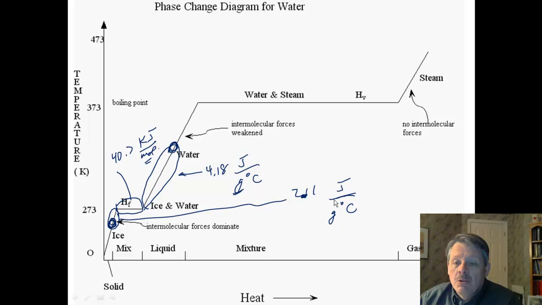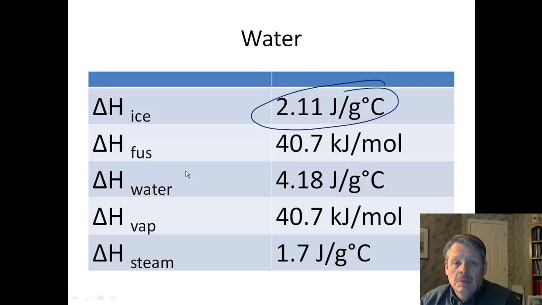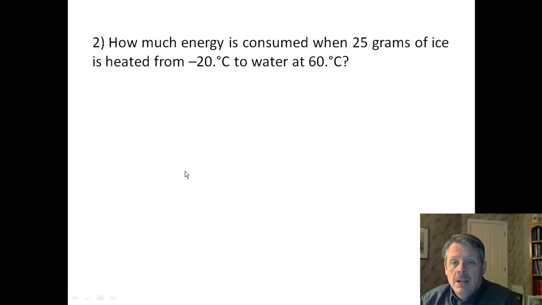So I notice that these are in joules per gram degree centigrade, but this is in kilojoules per mole. All right, so I'm going to have to do some conversions here to make this work. So let's go ahead and look at what we're going to do. We're going to do a three-step problem.